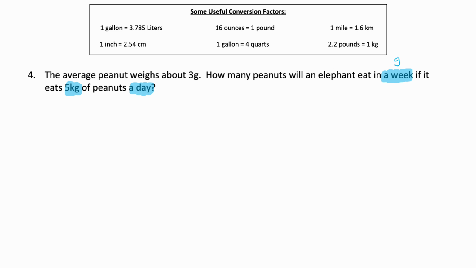So let's start with what we're given. So we have 5 kilograms in 1 day, and we're trying to get to grams per week. So you can pick which one you start with. It honestly doesn't matter. I'm going to go ahead and start with grams. I know if I think about King Henry died by drinking chocolate milk, I know in order for me to get from kilograms to grams, I have to multiply by 1,000. So in 1 kilogram, I have 1,000 grams.